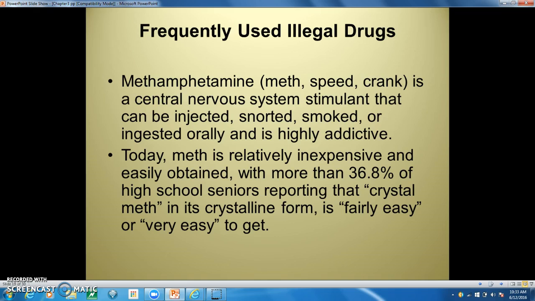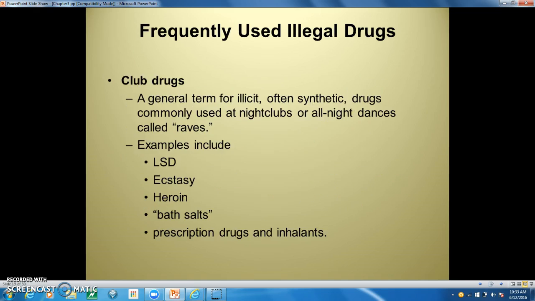Methamphetamine is a central nervous system stimulant. It's highly addictive. It has been linked to violent behavior. Although the drug has only recently become popular, they say that the use of amphetamines is low and declining, but the current use by 8th, 10th, and 12th graders is at 2.2%.